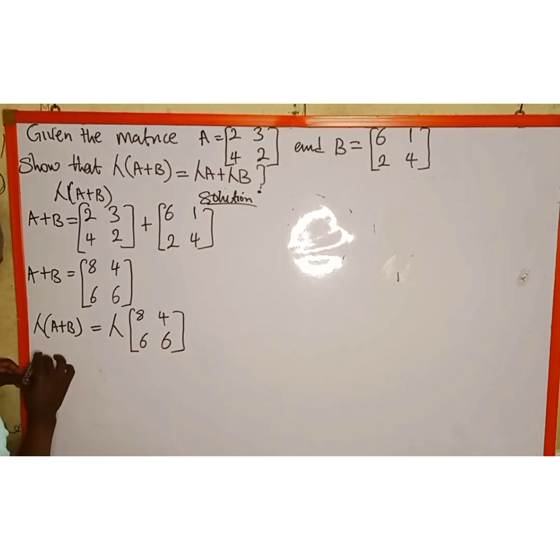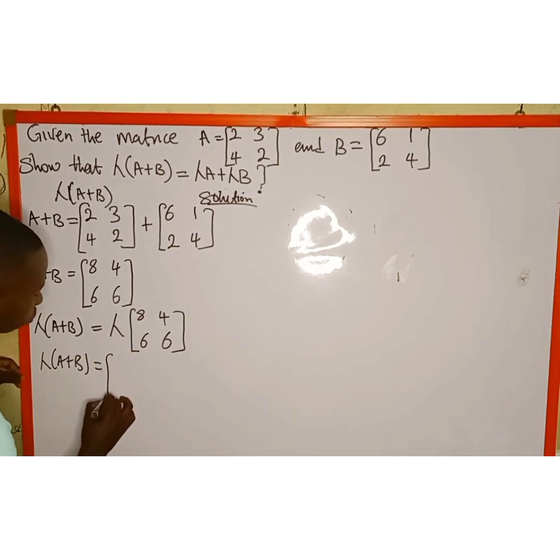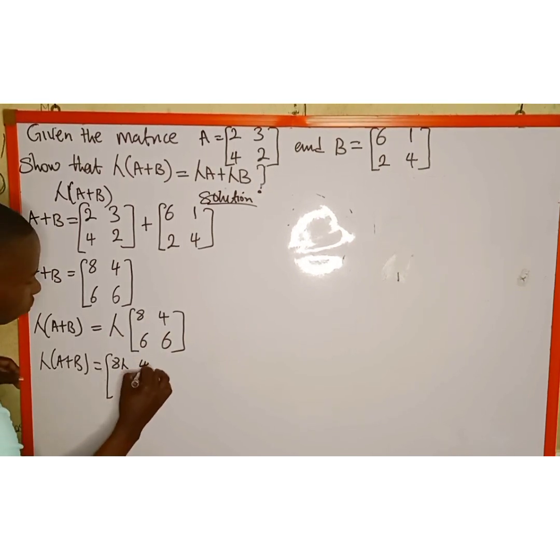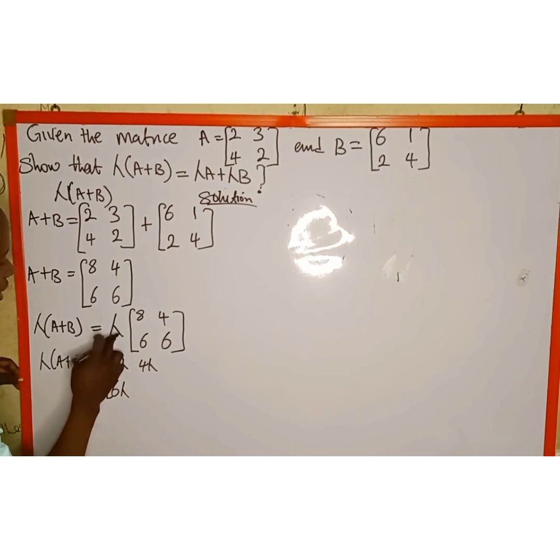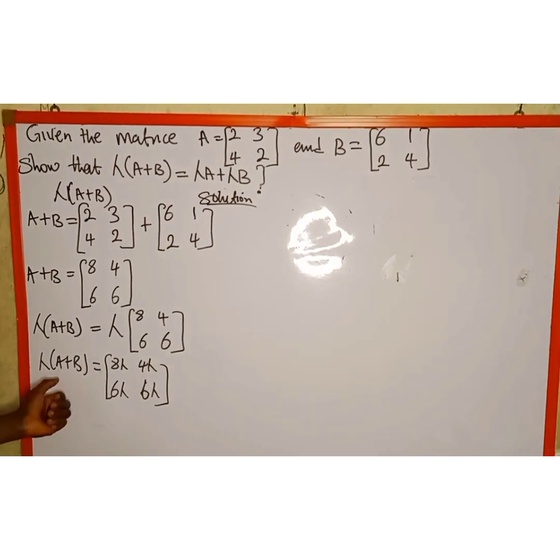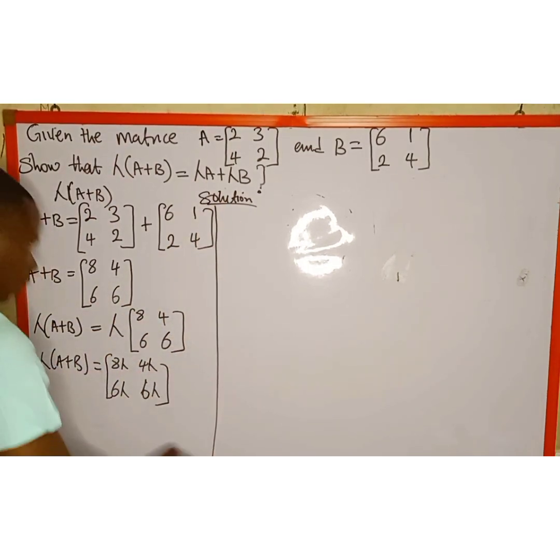So my lambda (A plus B) will be equal to lambda multiplied by 8, which gives me 8 lambda. Then lambda multiplied by 4 gives me 4 lambda. Lambda multiplied by 6 gives me 6 lambda. Then lambda multiplied by 6 also gives me 6 lambda. So this is the value of my lambda (A plus B) from the left hand side. So let us go to the right hand side.